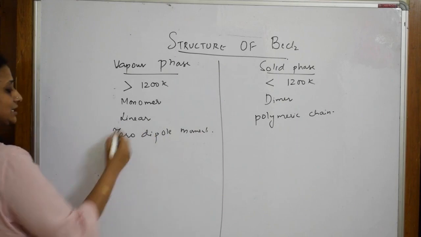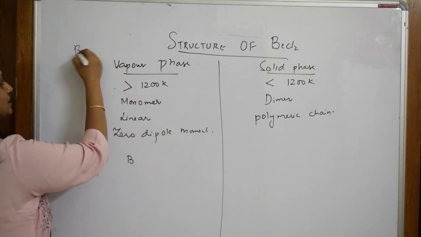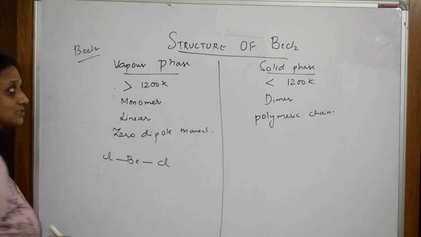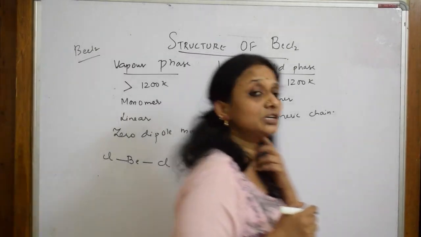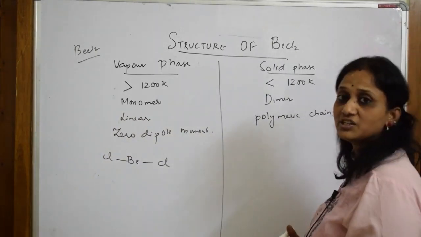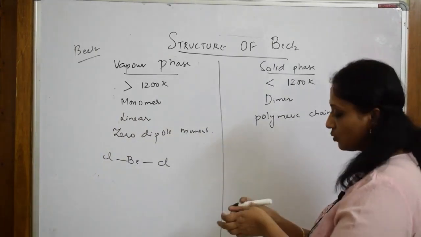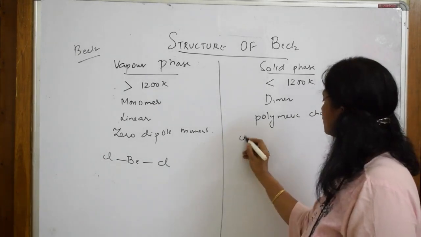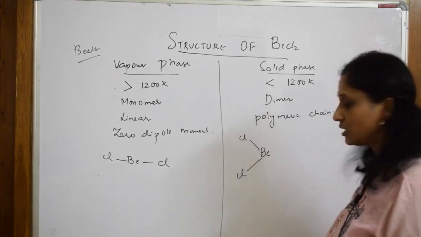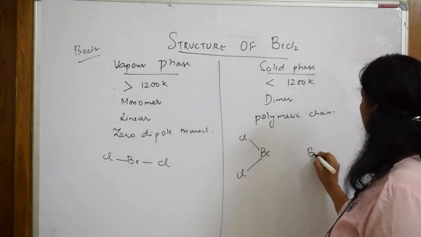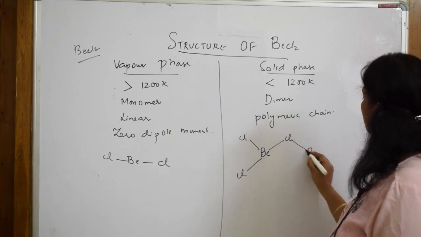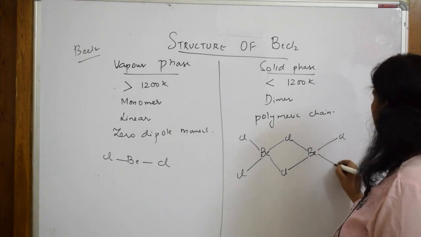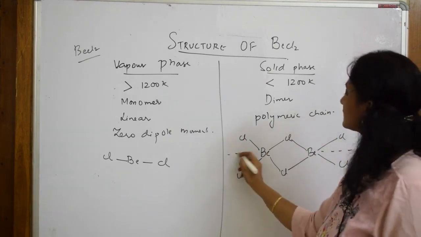Now let us see the structure. It's linear. So beryllium chloride, BeCl2, beryllium in the center, one chlorine here, one chlorine here. This is the structure in vapor phase. Now when I speak about the solid phase structure, I said polymeric chains. How is this formed? Beryllium is here, one chlorine is attached here, one more chlorine is attached here. There's one more beryllium right here. Now this is bridged with one more chlorine. Again this is bridged here, and this chlorine and this chlorine. This is how the polymeric chain is.